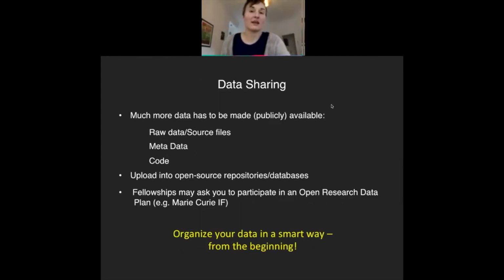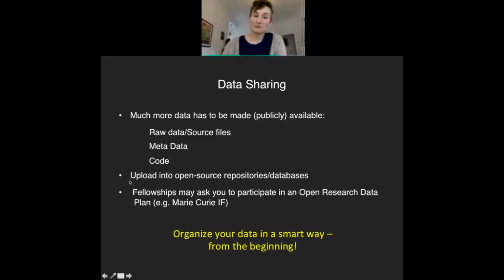Data sharing means that when you publish your paper these days, you will have to make much more data available when you submit than you used to in the past. Journals might ask you to submit all the raw data that accompany the figures, also called source files. You may be asked to submit metadata or code, and you can either upload them into open source repositories or databases, or submit them as extended files to the journal directly.